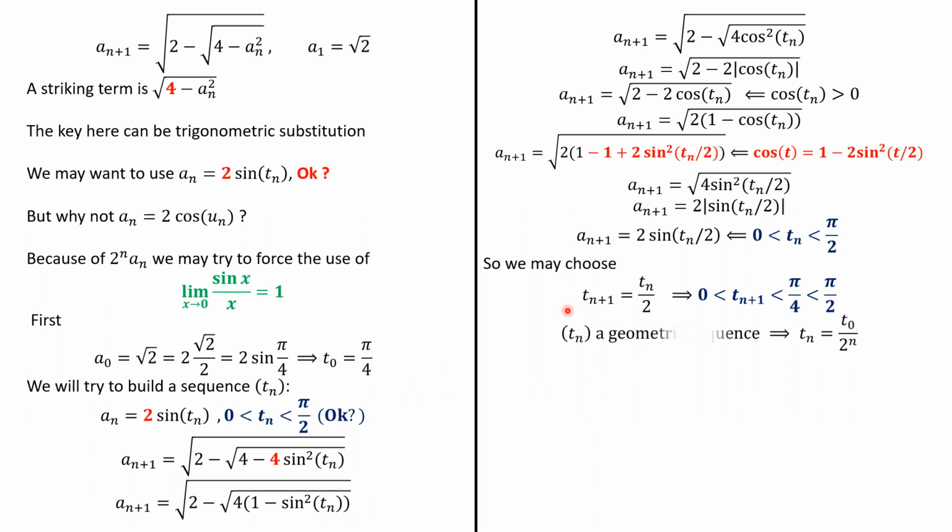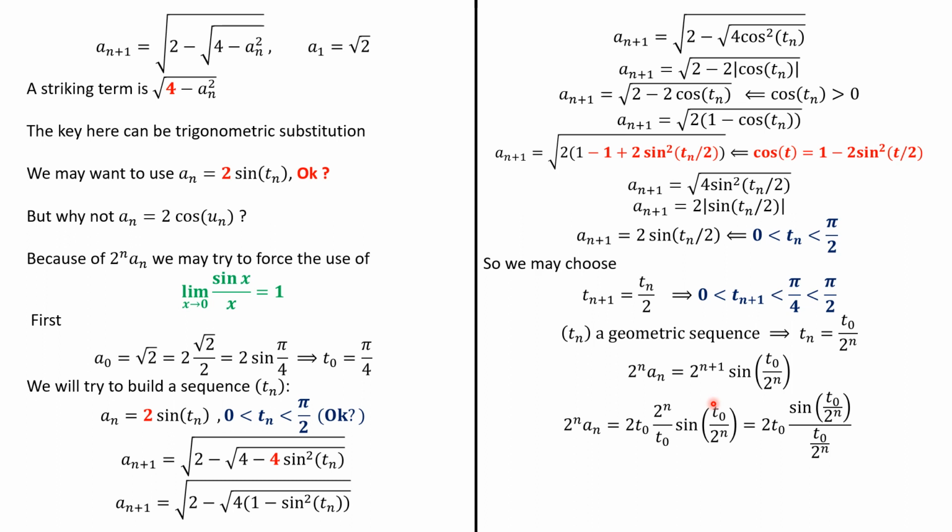We also see that t_n is a geometric sequence. So t_n is t_0 over 2 to the power n. Very interesting. So our initial problem, when we consider 2 to the n a_n, it rewrites as this. So we're going to have 2 to the n plus 1 sine t_0 over 2 to the n. Now we can rewrite as this. We just have 2 times t_0 and 2 to the n over t_0. We know that the multiplication of those two first terms is 2 to the n plus 1. And we keep this term. So it rewrites as this.